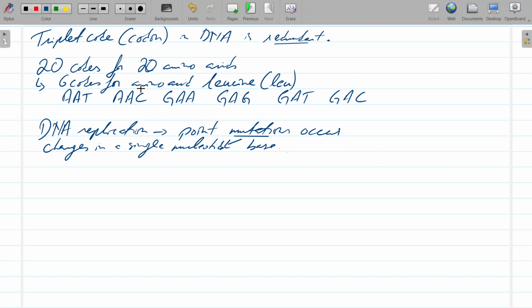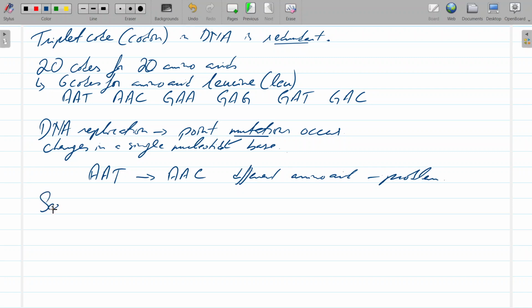And so if there were only 20 codes for 20 amino acids, what would happen if you had, for example, AAT, and it was changed to AAC? Theoretically you would have a different amino acid, and that would be problematic. Why? Because the sequence of amino acids required for functional, usable polypeptide chains is specific.